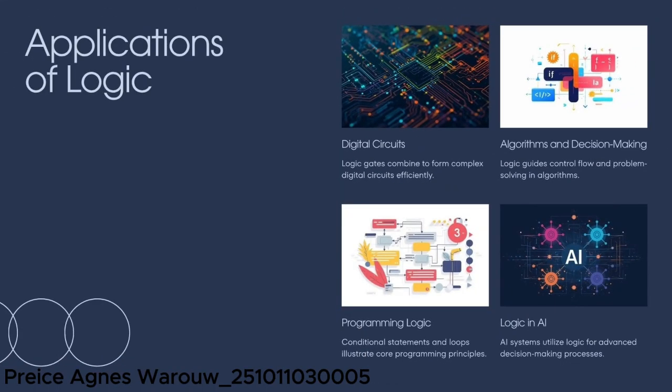So, where can we find this application of logic? The answer is everywhere, starting from digital circuits, where logic gates are combined to form complex circuits. In algorithms and decision-making, logic guides control flow and problem-solving. In programming logic, basics like if-then conditional statements and loops are the core principles of logic. Even in sophisticated systems like artificial intelligence, AI, logic is used for advanced decision-making processes.